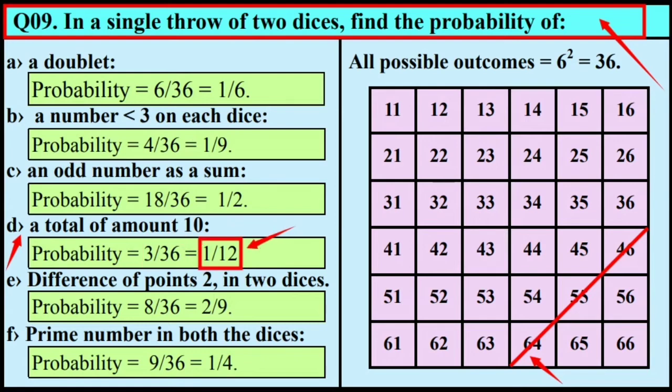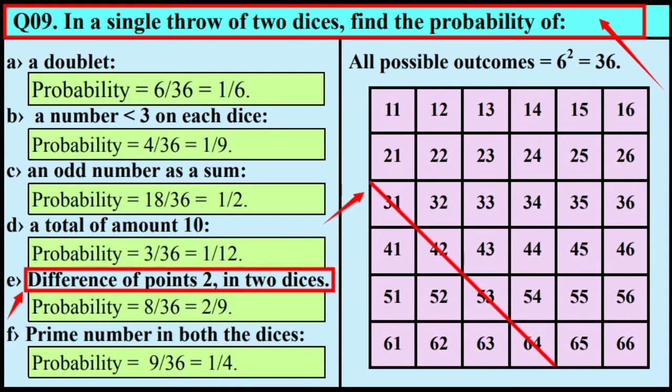The answer in simplified form is 1 by 12. Number E. Find the probability of getting difference of points 2 in two dices. Since the question speaks about the difference of points obtained in two dices, hence I look for a line parallel to left diagonal where the difference of points obtained in two dices is 2.